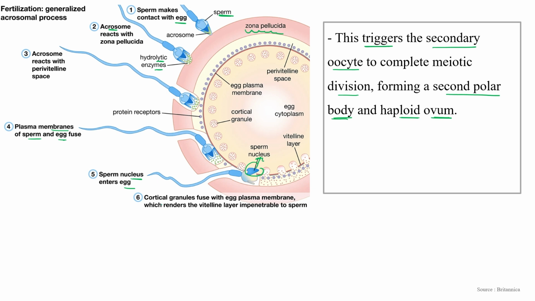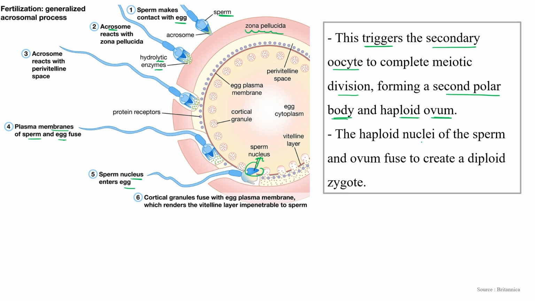After entering, the cortical granules fuse with the egg plasma membrane, which renders the vitelline layer impenetrable to other sperm. The haploid nuclei of sperm and ovum fuse and create the zygote. So these are the steps.